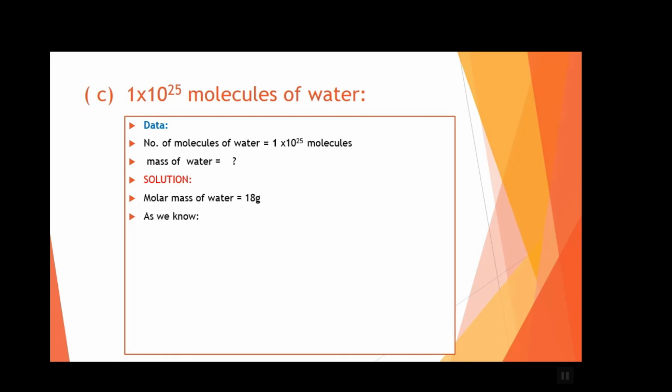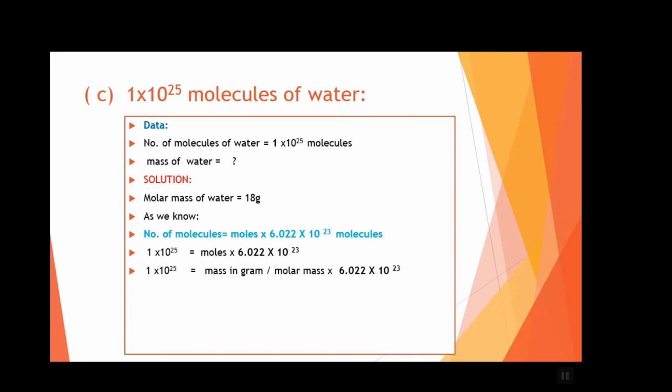Now our next step, as we know, number of molecules is equal to moles into 6.022 exponent 23 molecules. Okay, now our next step, put the values in the above formula. 1 exponent 25 molecules of water is equal to moles into Avogadro's number. Now students, we have to find the mass of water. So what should we do in our next step? We will open the formula of moles in the above formula. So 1 exponent 25, the number of molecules, is equal to moles, and moles is equal to mass in gram divided by molar mass, into Avogadro's number of molecules.